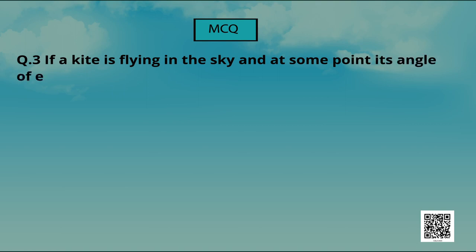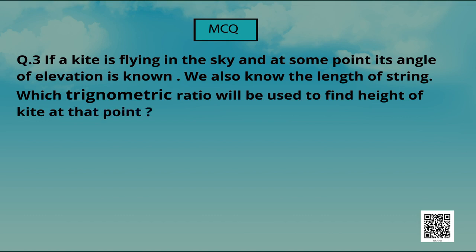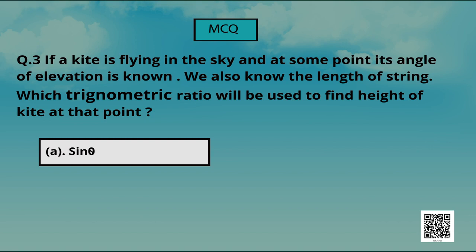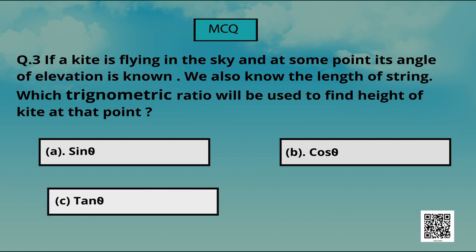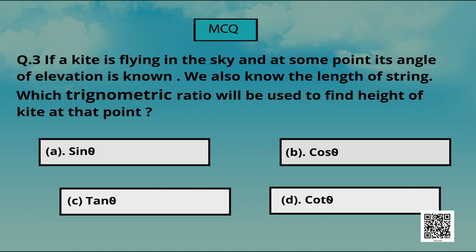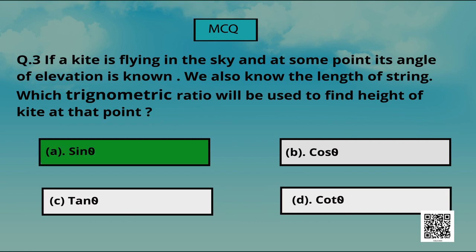Question number 3. If a kite is flying in the sky and at some point its angle of elevation is known, we also know the length of the string. Which trigonometric ratio will be used to find the height of the kite at that point? You have 4 options. First option, sin theta. Second option, cos theta. Third option, tan theta. And fourth option, cot theta. So children, can you tell me the answer? Yes, we will use sin theta, which is equal to perpendicular upon hypotenuse.